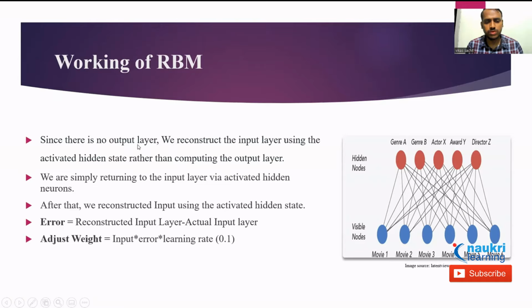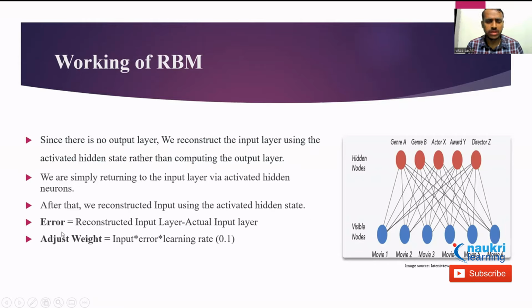Since there is no output layer, we reconstruct the input layer using the activated hidden state rather than computing the output layer. This is not that we are avoiding the output layer. We are simply returning to the input layer via activated hidden neurons. After that, we reconstruct the input using the activated hidden state. Here again the input will be reconstructed. The training will happen, weights and biases will get updated, to and fro motion, backward and forward propagation phases of the training will happen. Then thereafter, whatever output comes may be better than the previous one.